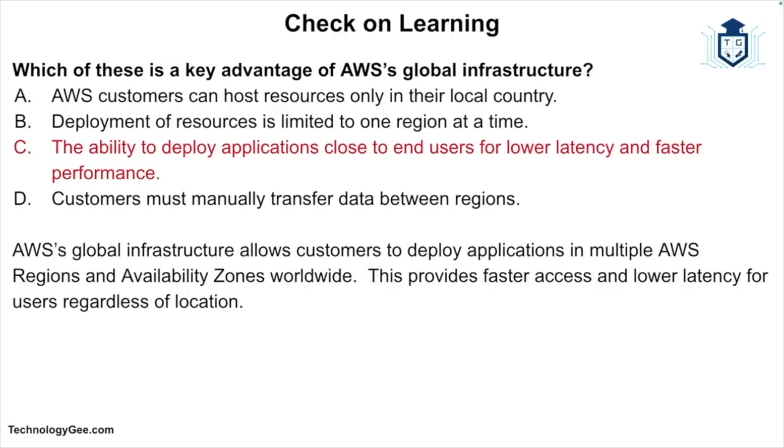And the correct answer is it is the ability to deploy applications close to end users for lower latency and faster performance. So AWS's global infrastructure allows customers to deploy applications in multiple AWS regions and availability zones worldwide. And this provides faster access and lower latency for users regardless of their location.